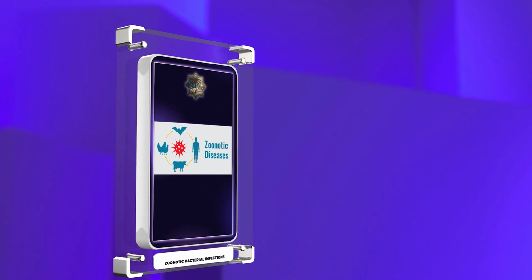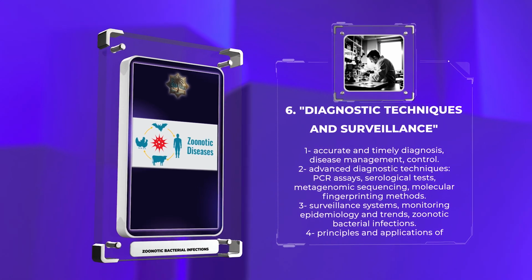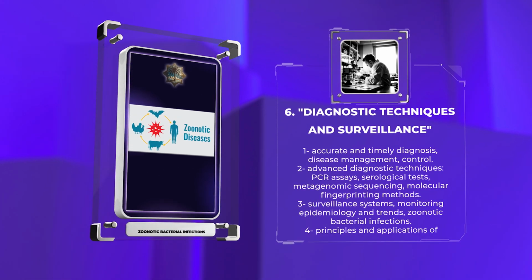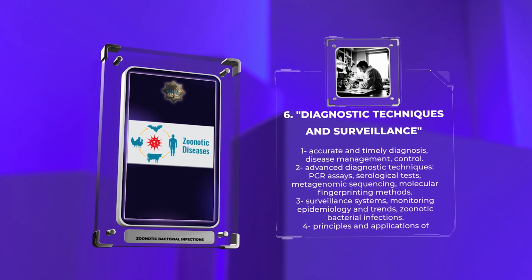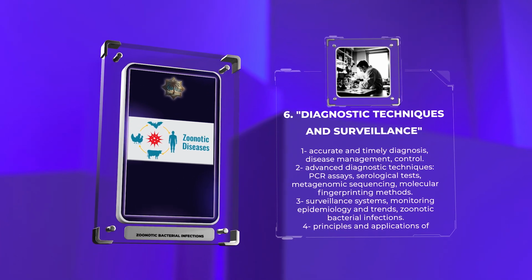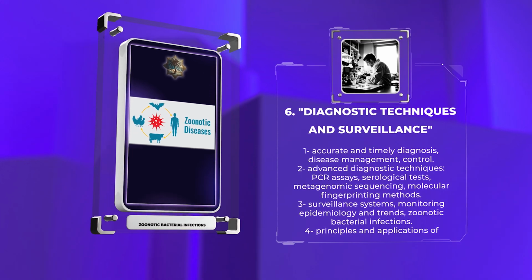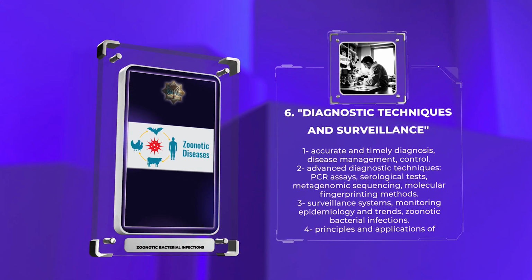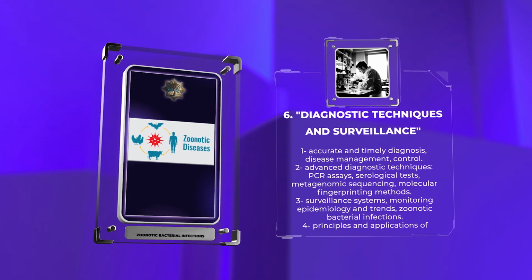Accurate and timely diagnosis is essential for effective disease management and control. In this topic, we will explore advanced diagnostic techniques such as PCR assays, serological tests, metagenomic sequencing, and molecular fingerprinting methods. Additionally, surveillance systems play a crucial role in monitoring the epidemiology and trends of zoonotic bacterial infections. We will examine the principles and applications of surveillance in this context.